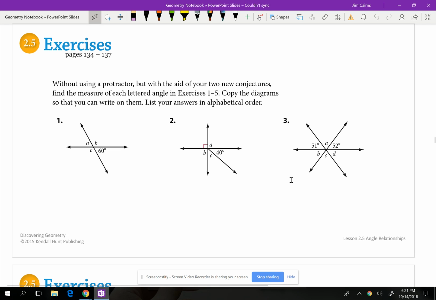Okay, I'm going to do the 2.5 homework. Page 134, number 2, 1, 2, 4, 6, 8 through 11. Without using a protractor, but with the aid of your two new conjectures, find the measure of each lettered angle in 1 through 5. Copy the diagrams so you can write on them. List your answers in alphabetical order.